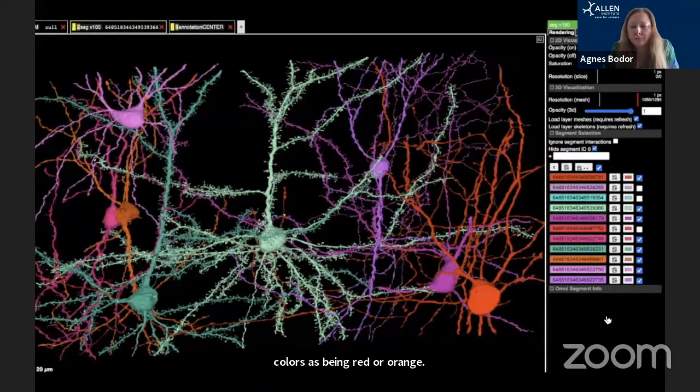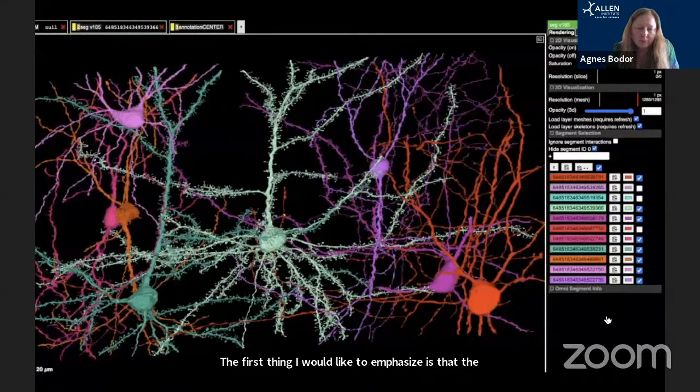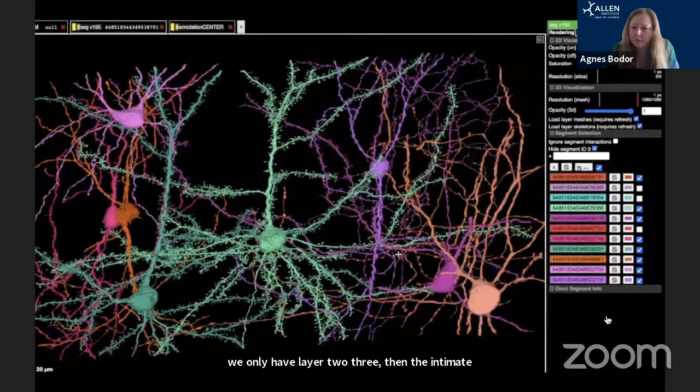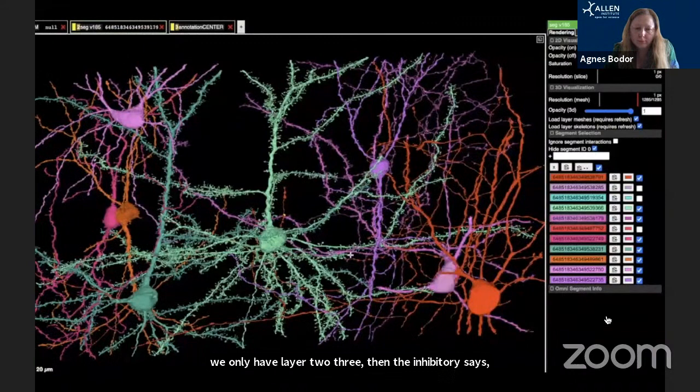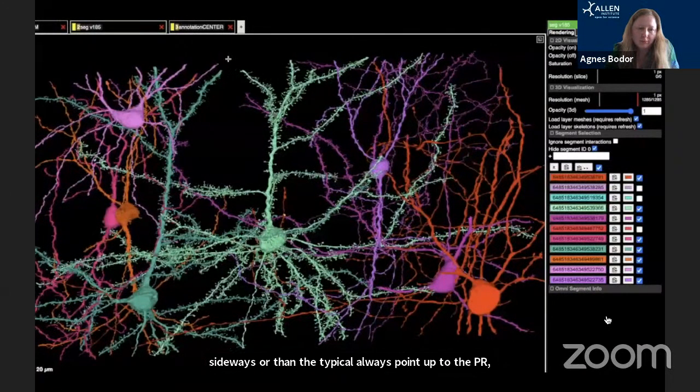The first thing I would like to emphasize is that the pyramidal cells are much more similar to each other, even if they are from different cortical layers, although here we only have layer 2, 3, than the inhibitory cells, which are very different even within layers. You can see the pyramidal cells almost always have an apical dendrite and many basal, which are going sideways or down. The apical always point up to the pia and usually end in a tuft in layer 1.